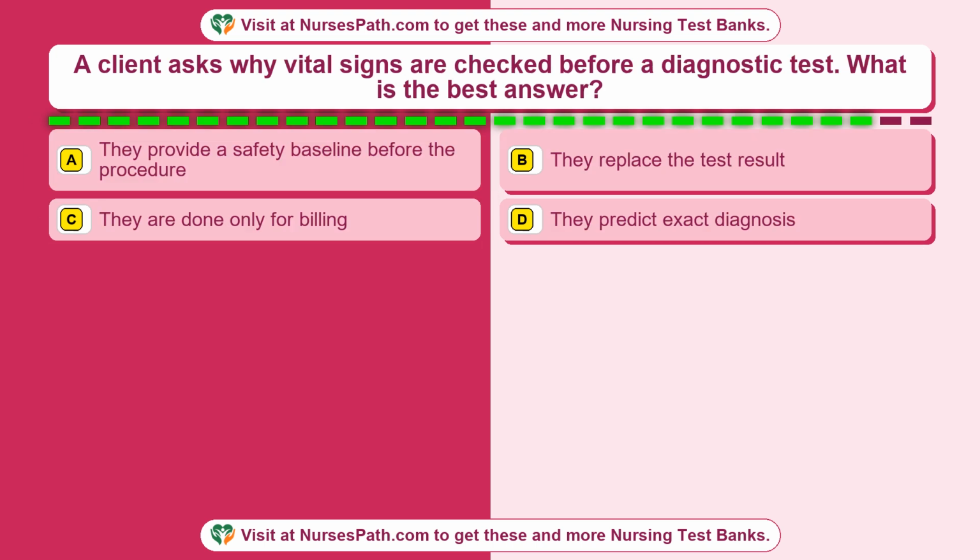Question 11. A client asks why vital signs are checked before a diagnostic test. What is the best answer? Option A. They provide a safety baseline before the procedure. Option B. They replace the test result. Option C. They are done only for billing. Option D. They predict exact diagnosis.